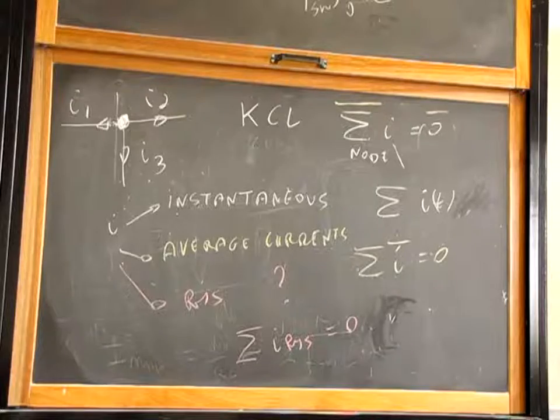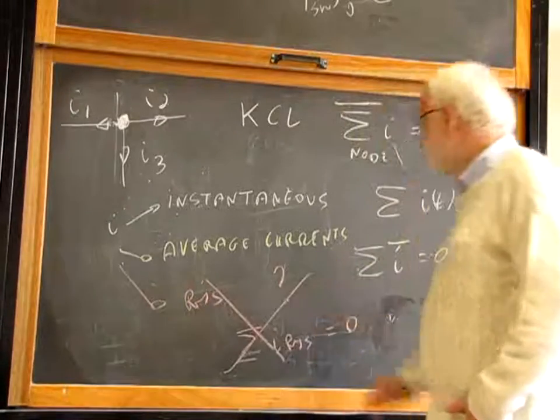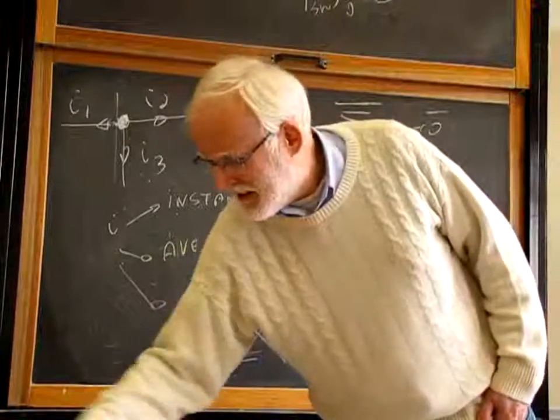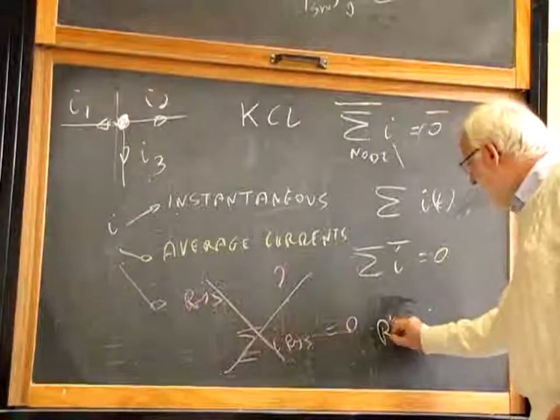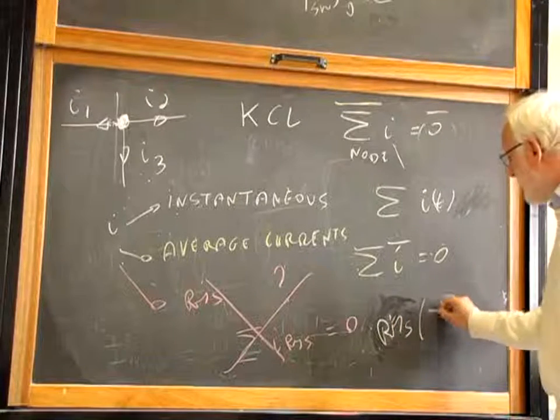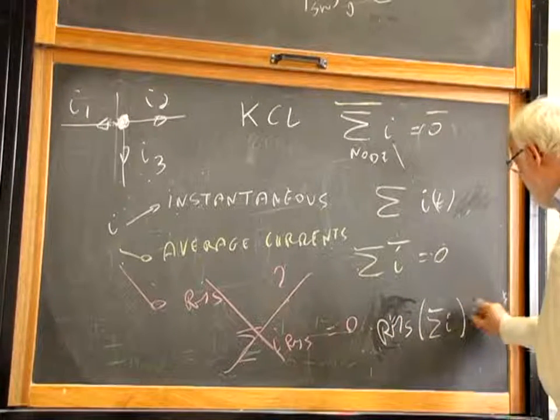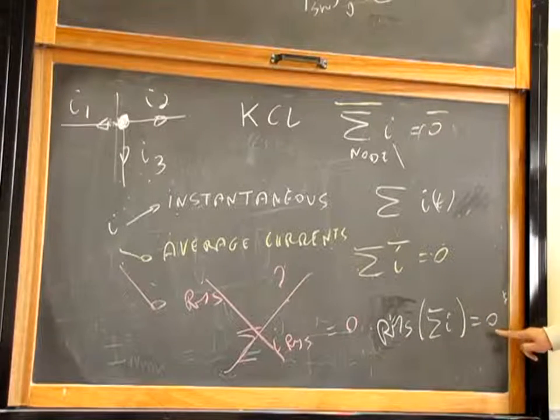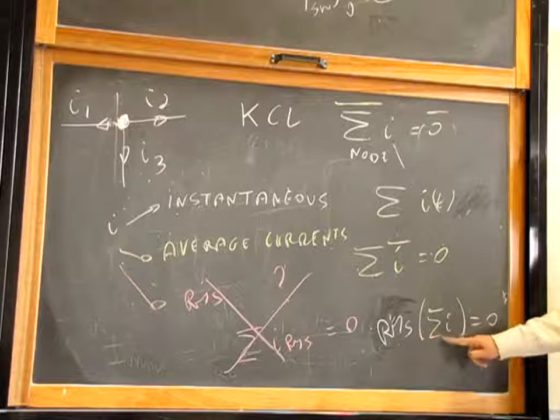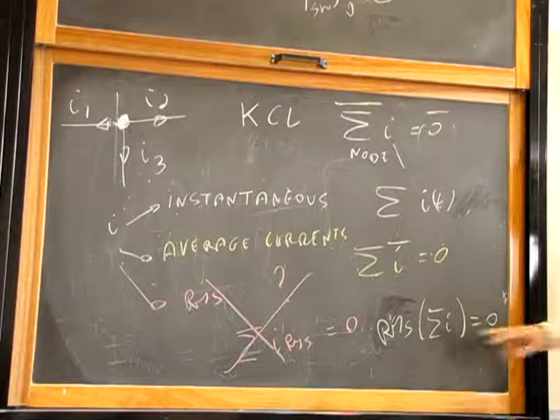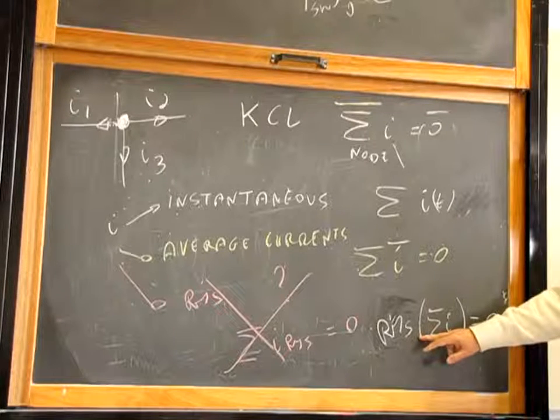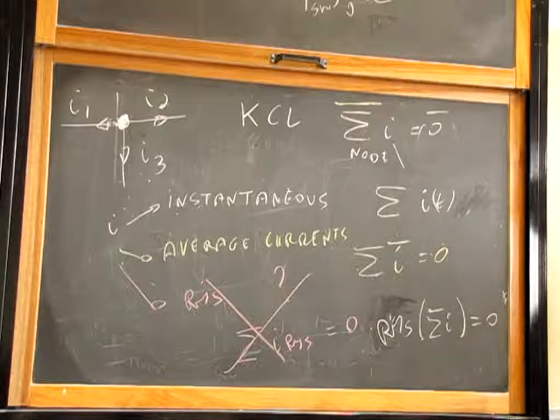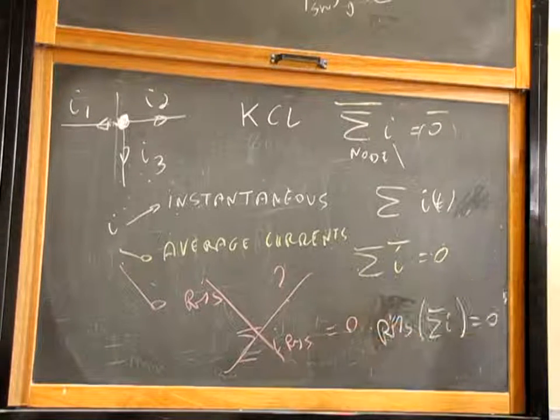Okay, that is okay. That is really a bad idea. Don't do it. And it's a bad idea because you should say, I apply the RMS operator to summation of I equals 0. RMS of 0 is 0. But RMS and summation cannot swap this time because RMS is a non-linear operator. So you cannot swap with summation. That is a really bad idea. Ouch.